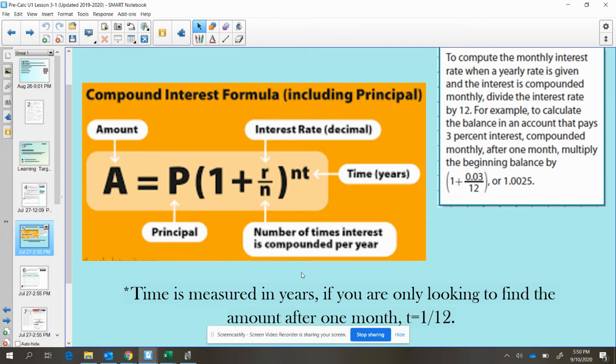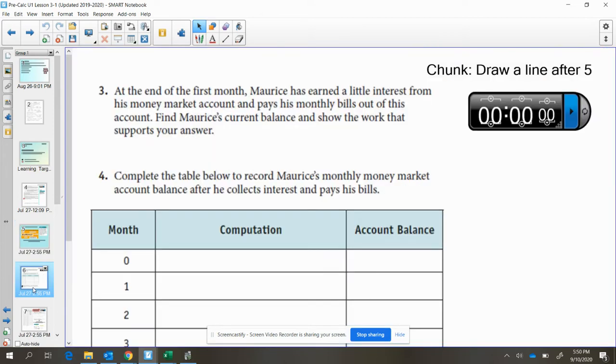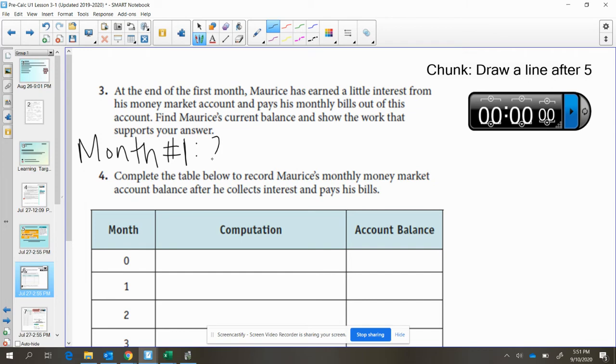Now, notice on the next page here, using this formula, we want to talk about how Maurice is going to get his money. So basically he's investing his money into the account, and after month 1, he's going to take that initial balance, which is $23,500, and he's got an interest rate of 3%, but compounded monthly. So really it's this 0.03 divided by 12. And then he's got $1,000 worth of expenses that he's going to have to take out.